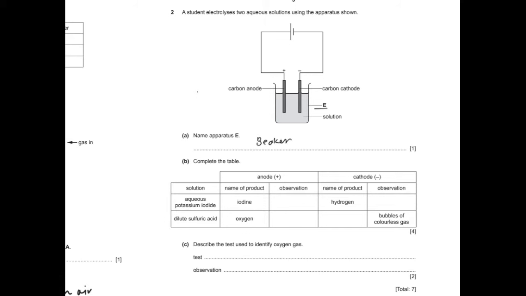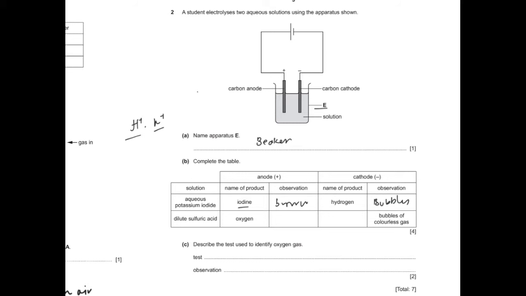Complete the table. First, you electrolyze potassium iodide. Name of the product is iodine, and what will be the observation? What is the color of the iodine? It's a brown liquid. It's just brown. And at the cathode, you have aqueous potassium iodide, so you'll have hydrogen ion and potassium ion as candidates for the cathode. Since hydrogen is lower in the reactivity series, hydrogen will be formed. And with hydrogen, there will be bubbles or fizzing or effervescence.